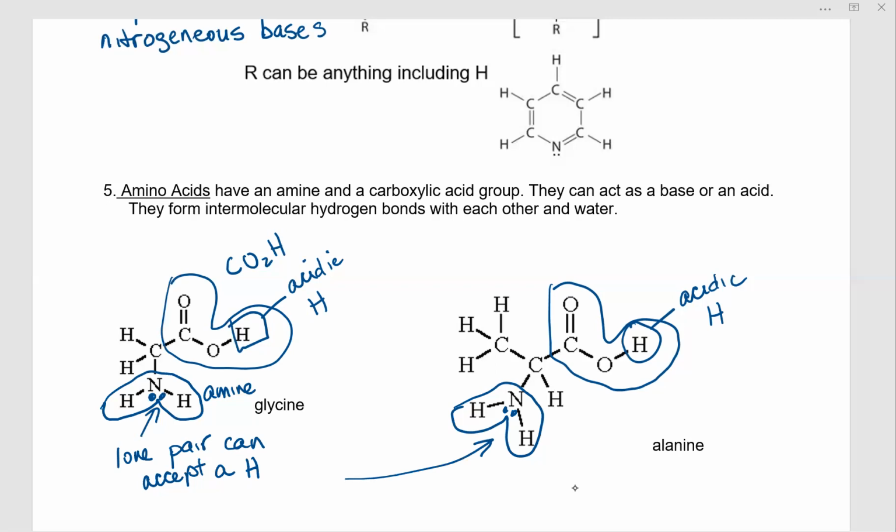All right, so we're going to stop there for 11.01. We've talked about Arrhenius acids, Bronsted-Lowry acids, carboxylic acids, so you should be able to recognize those, and then the nitrogenous bases.